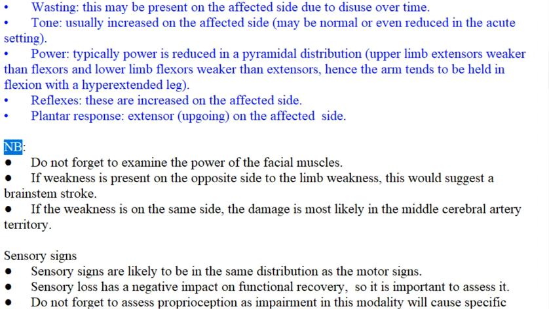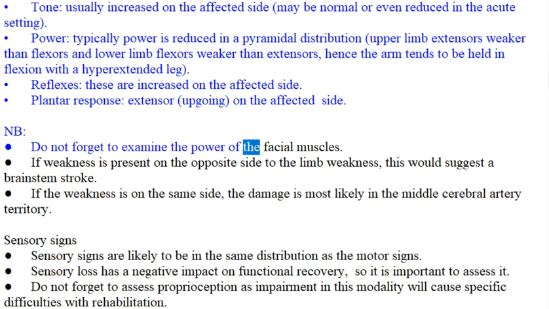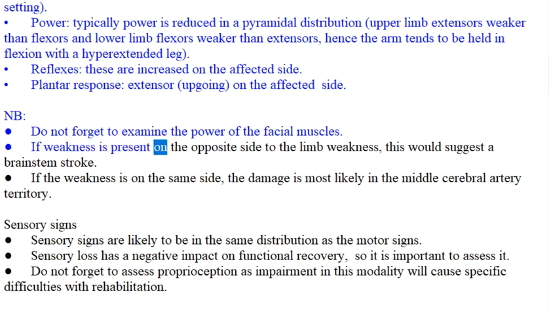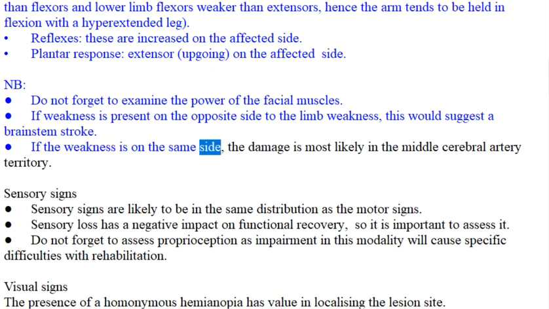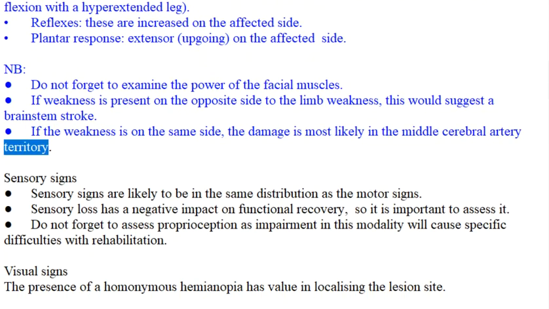NB. Do not forget to examine the power of the facial muscles. If weakness is present on the opposite side to the limb weakness, this would suggest a brainstem stroke. If the weakness is on the same side, the damage is most likely in the middle cerebral artery territory.